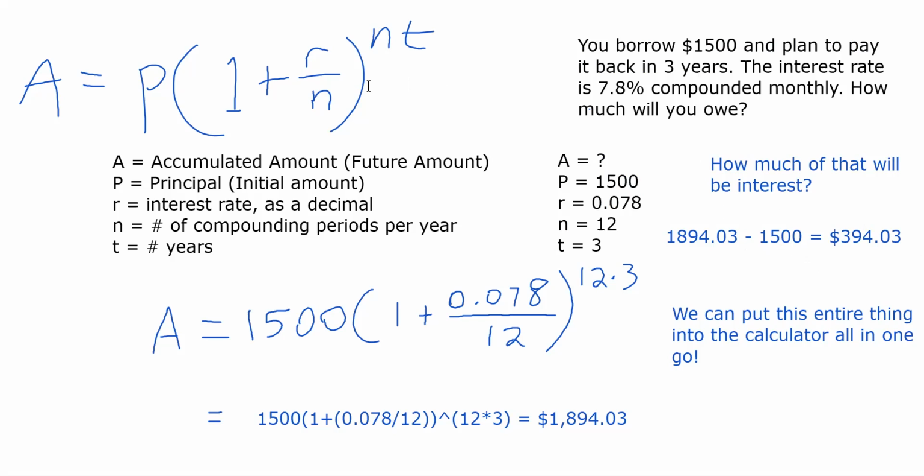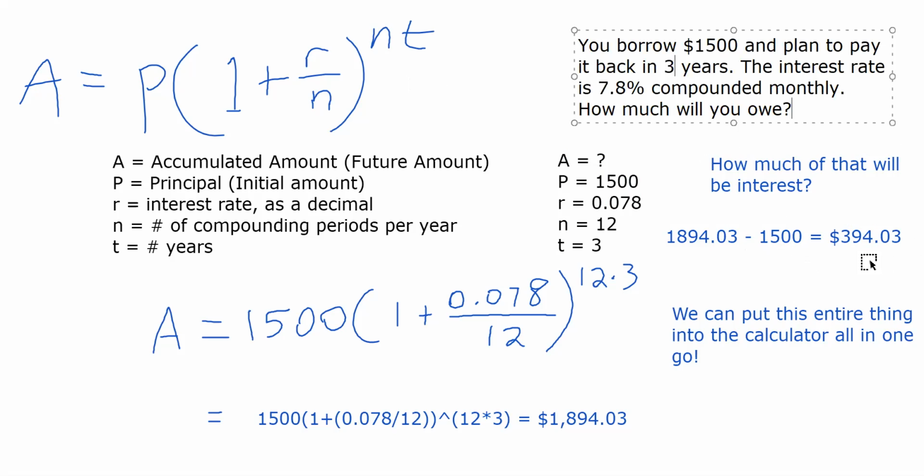Now let's look at something really cool. Let's just play with one little thing in the numbers. So let's just play pretend. So if you pay it back in 3 years, you only have to pay $394.03 in interest, which you'd rather not, but compared to the $1,500 you borrowed, that's not horribly unreasonable. That's not completely out of bounds.